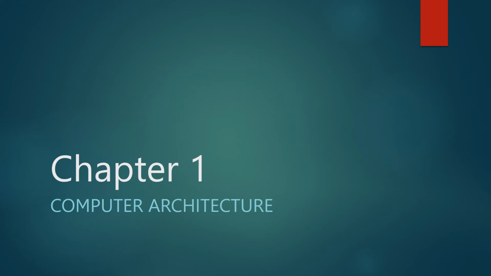Hello children, in this video we will begin with the first chapter of our computer, that is computer architecture. First of all, what do we understand by the term computer architecture? Computer architecture means an overall design of a computer and how its parts work together. So basically in this chapter we will study about the different parts of the computer and about the working of a computer system. So let's begin.